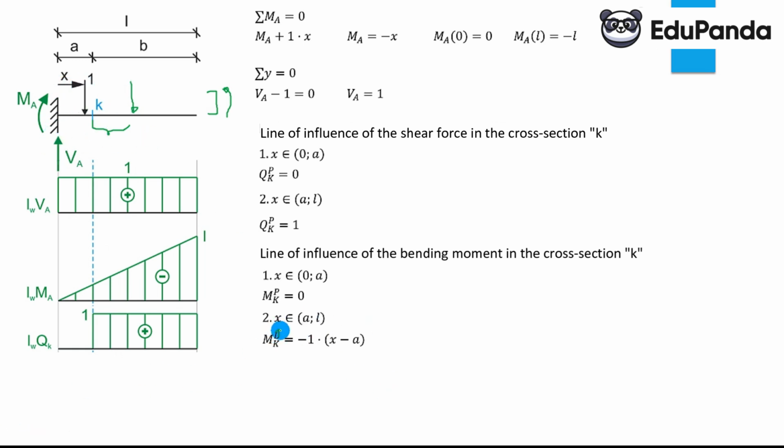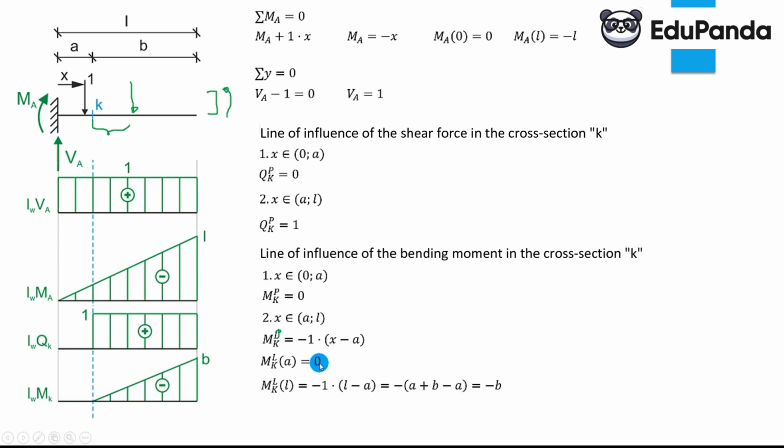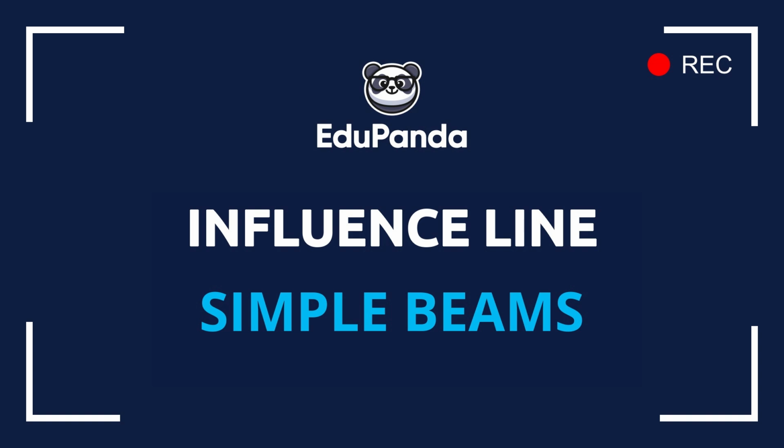Now I check the start and end of the interval. When I insert a, the parentheses become 0, I have 0. When I insert L, meaning a plus b, then I am left with minus b. So when the force is before the section, we have 0, and when it is past the section, we have, sorry, not a constant value, but because this is a linear function, from 0 to minus b at the end of the interval. And that's it. These are easy things, but as I say, they will come in handy later.